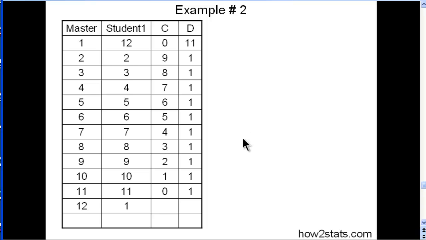Now, I've calculated the concordant and discordant pairs. So for the number 12, how many values underneath it are larger than 12? There aren't any. So that's 0 concordant pairs. And how many values are discordant, that is, that are less than the value of 12 and underneath 12? All of them. So it's 11. Okay, and you do that for the whole series. That's how you calculate the concordant and discordant pairs.